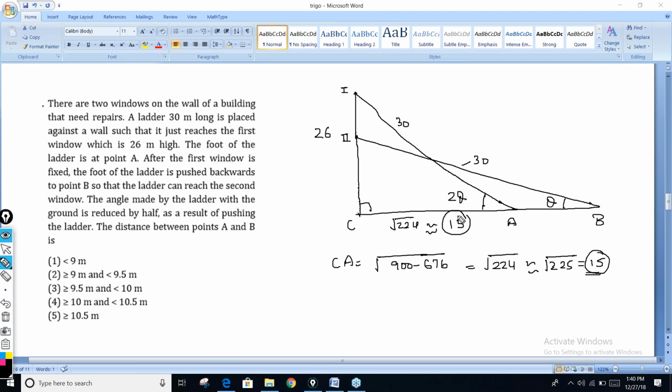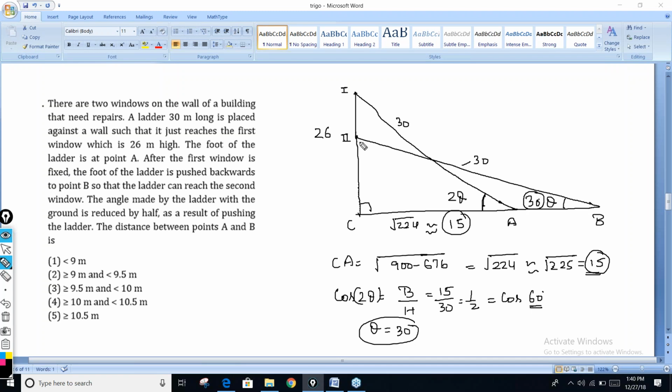So what is the length of CA? I am taking 15. Now if this is 15 and this is 30, base upon hypotenuse, can you tell me the value of cos 2 theta? The cos 2 theta, it is base upon hypotenuse. Base is 15, hypotenuse is 30. So that is half. If cos 2 theta is half, which is cos 60, so 2 theta is 60. So what is theta? Theta is 30 degree. So this angle is actually 30.